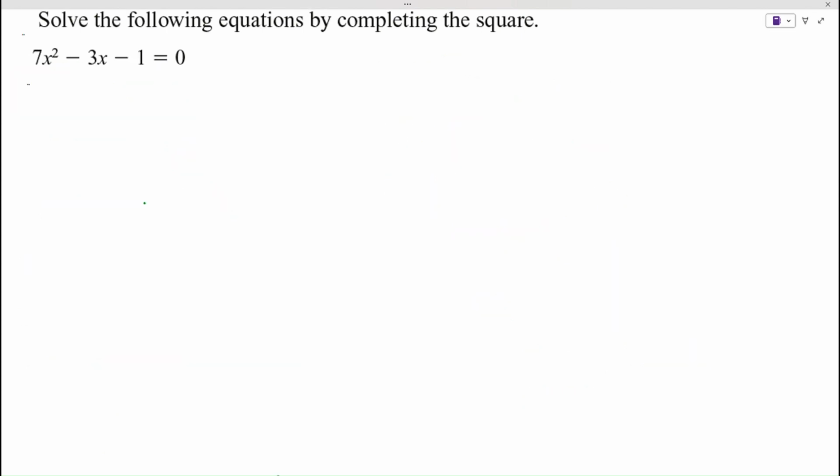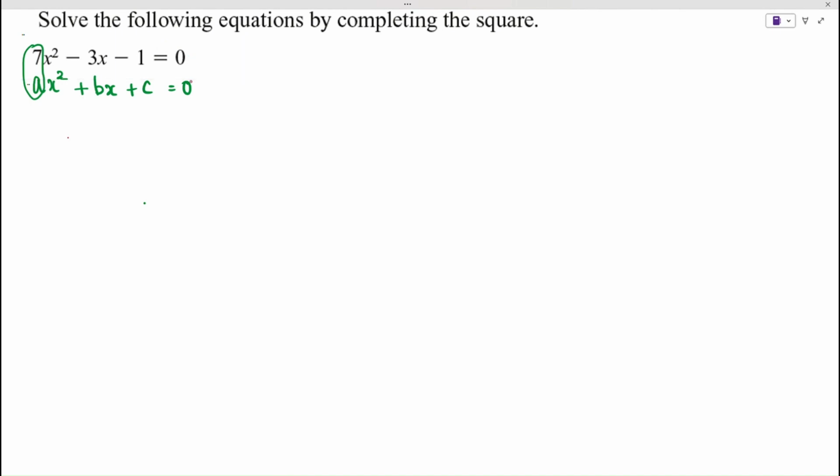So now we have another equation: 7x squared minus 3x minus 1 is equal to 0. And so we're going to write the formula of our quadratic equation, ax squared plus bx plus c is equal to 0. And so we're going to find the coefficient of x squared. We have that as 7.